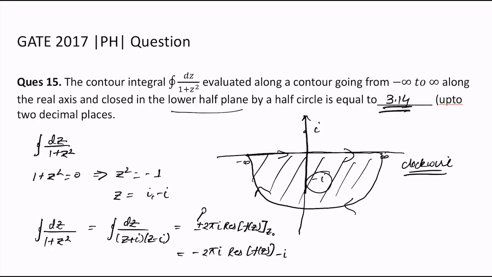So this is the way through which we can solve this kind of contour integral. The important thing is to take into consideration the rotation sense of the contour. Here it is clockwise, therefore we retain the minus sign. Otherwise, if the contour was going in the anti-clockwise direction, then we would have taken the plus sign.